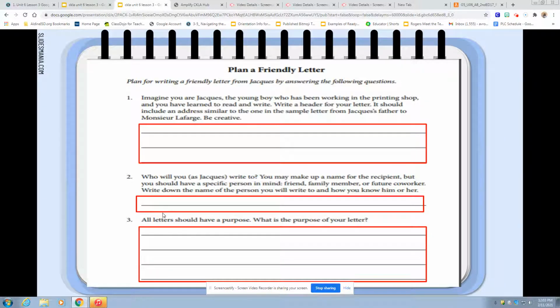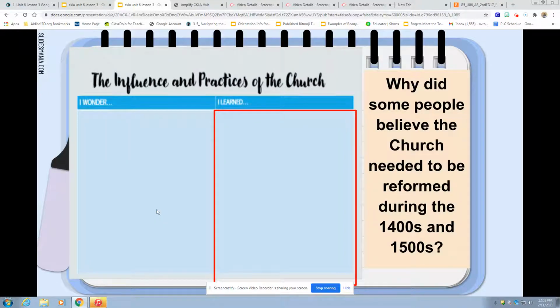So, boys and girls, before we even write something, we're going to plan. You're going to look at number 1, 2, and 3 and answer your questions and give it your best, because this is going to help you as you plan to write your final letter. And then, boys and girls, Miss Rogers didn't forget: at the beginning of your lesson, you filled out the wonder. So now you're going to fill out your learn. What did you learn about how people wanted to reform the church during the 1400s and 1500s? You're going to put that there.